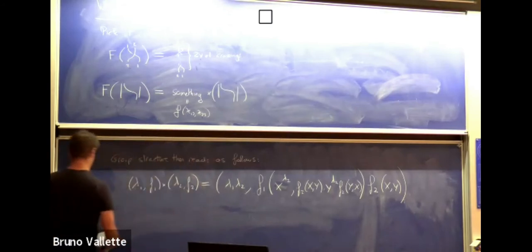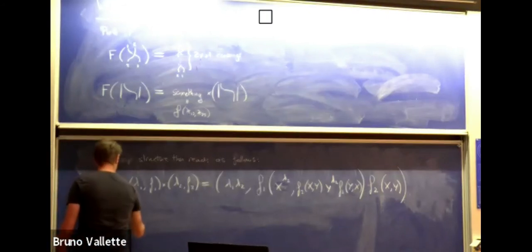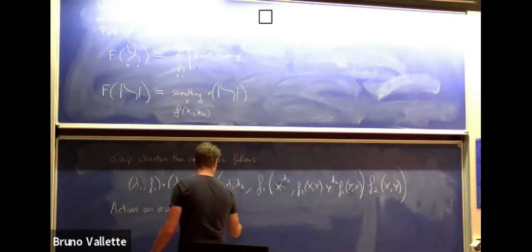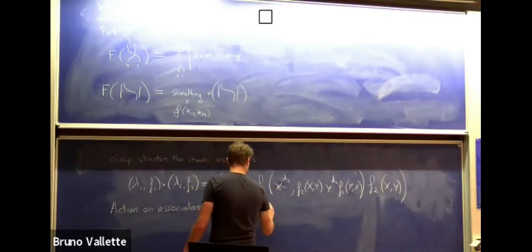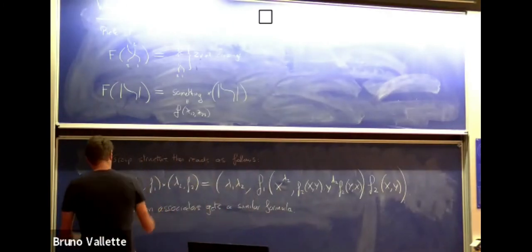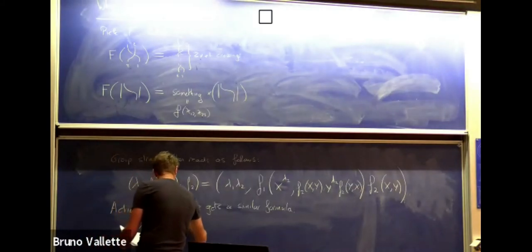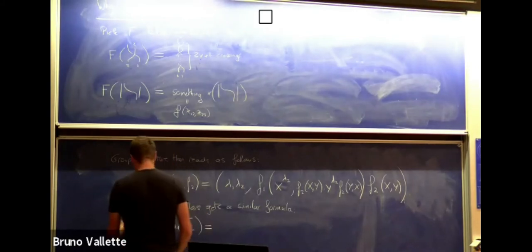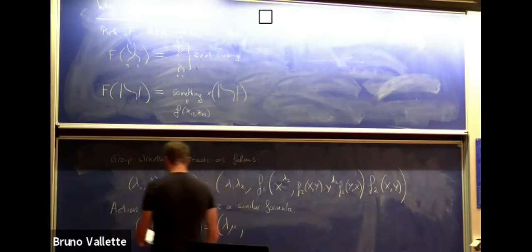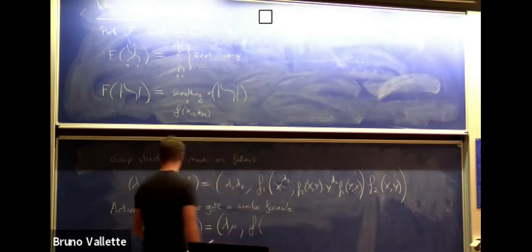Yes. And there's a similar formula for GT acting on associators. So the action on associators gets a similar formula. So let me give it for you. So lambda, F, let's say, acts on mu, phi. And so that should give an associator. So we have a number, which is again lambda times mu. And then we have F applied. So now this should give an associator.